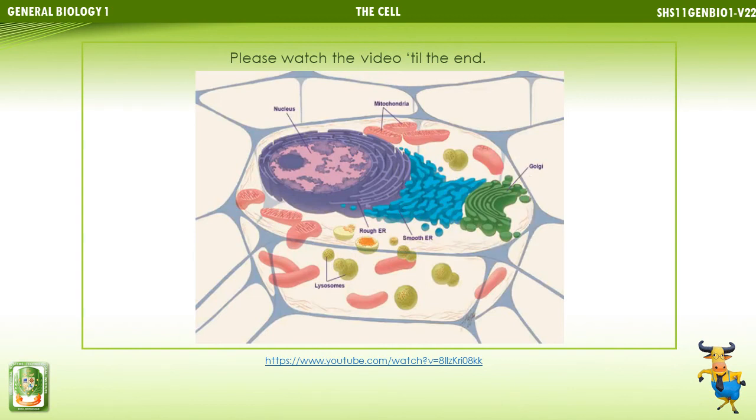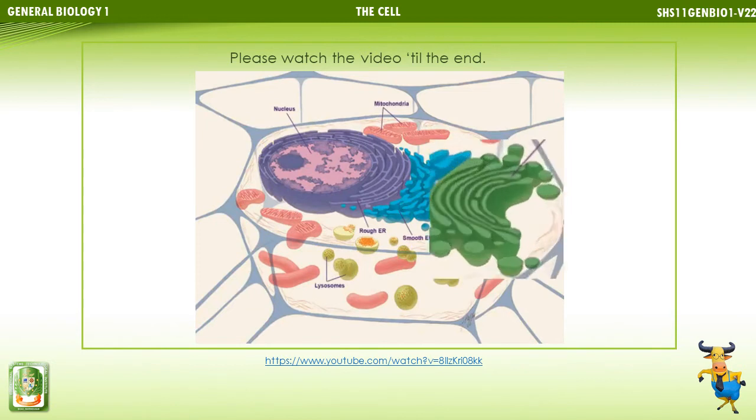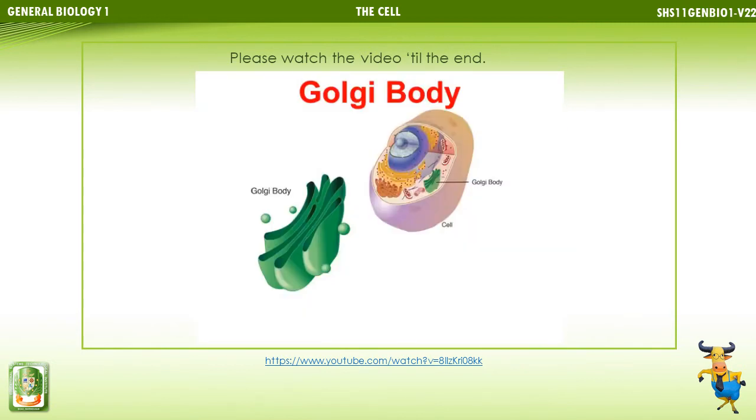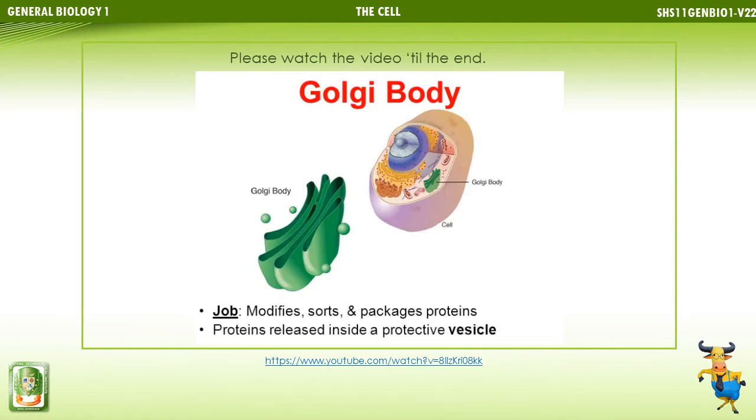So if we come back out here to our diagram, I've highlighted the flashing box of the Golgi body. Let's zoom in to the Golgi body. You might often hear it called the Golgi apparatus or the Golgi complex. It's always going to be called Golgi because it's named after the scientist with the last name of Golgi who discovered it. And so the job of the Golgi body is to receive proteins that ribosomes made, modify them, sort them, and package them so they can be exported from the cell. And the Golgi body will put the proteins into a protective little envelope known as a vesicle.